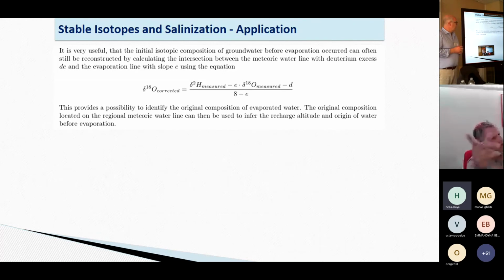And this is, of course, very interesting and helpful because you can then use this original value to, for example, estimate the elevation at which the groundwater was recharged. Yeah? Okay.